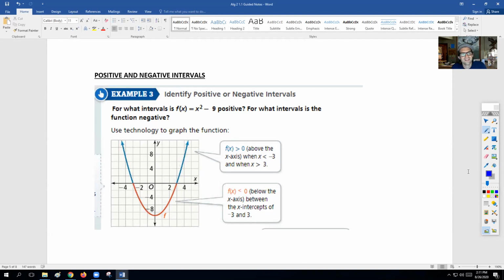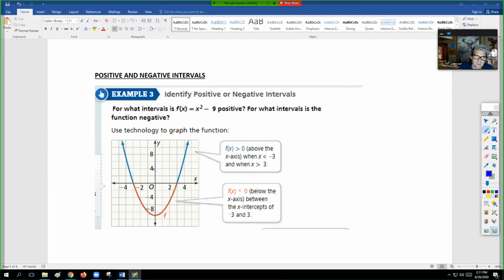The next point is these positive and negative intervals. The positive and negative intervals is where the graph is above the line or below it. So if we look at this graph here, this graph is above the line from everything from -3 to the left, and it's above the line from +3 to the right. So we would say that's positive.